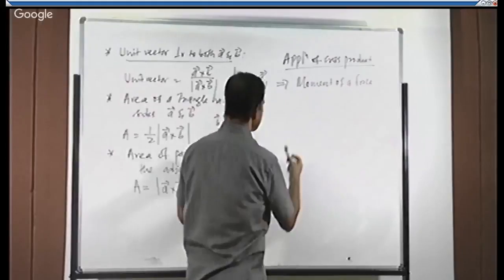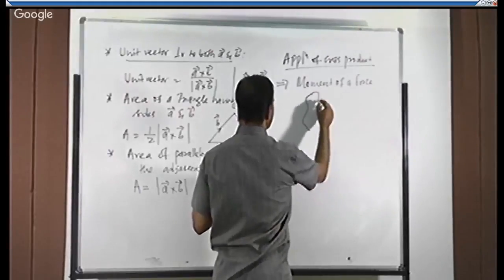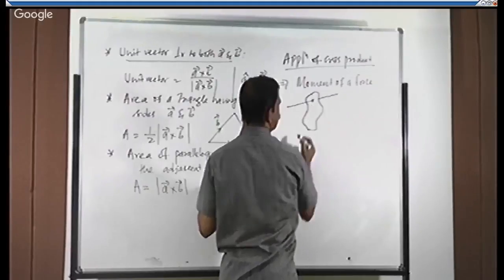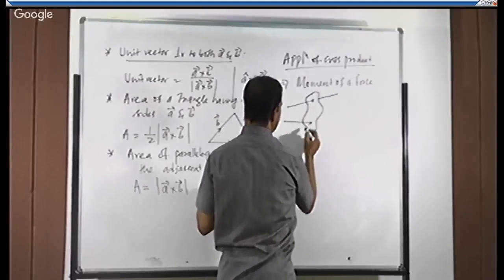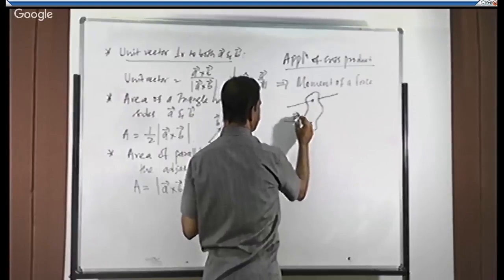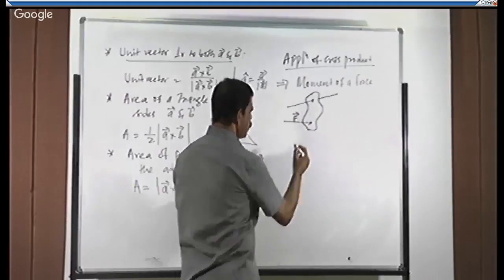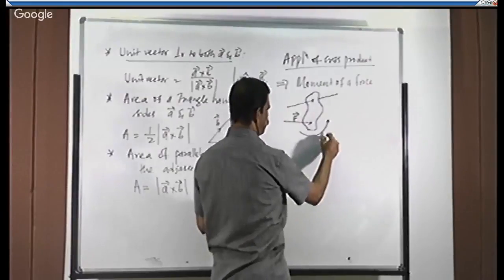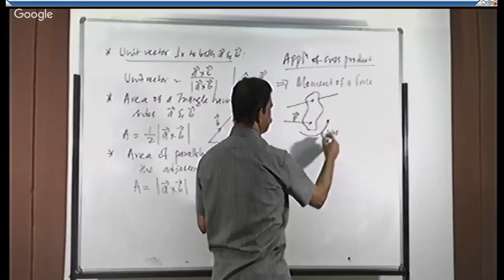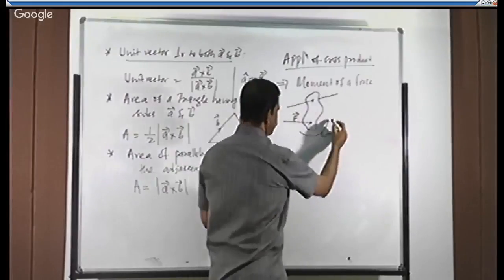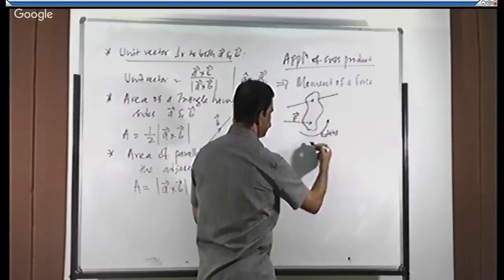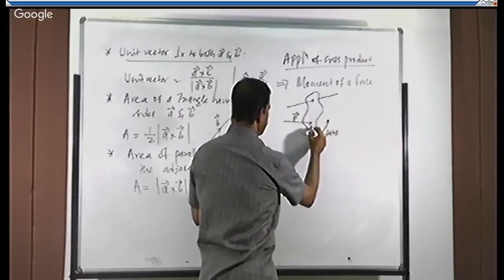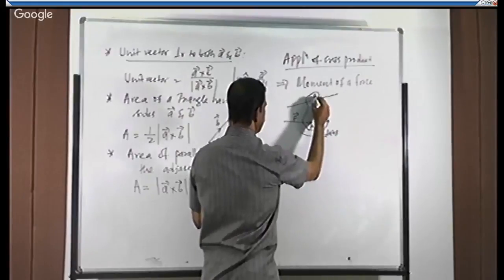Okay. See this. This is an object. It is fixed at a particular point, and I apply a force here. This is the application of a force. What happens? The body starts rotating in this direction. Suppose the force is acting in this direction, the body will be rotating in this direction. Okay. Take this point as A and this point as B.